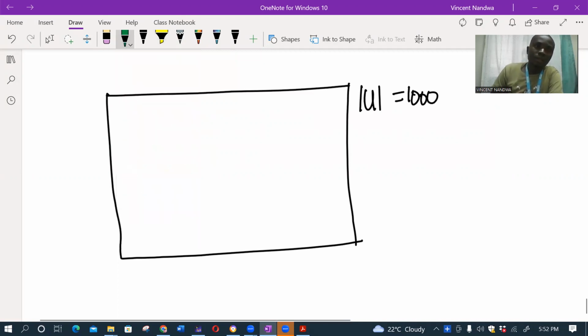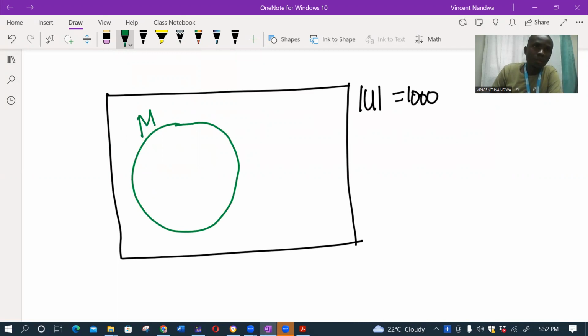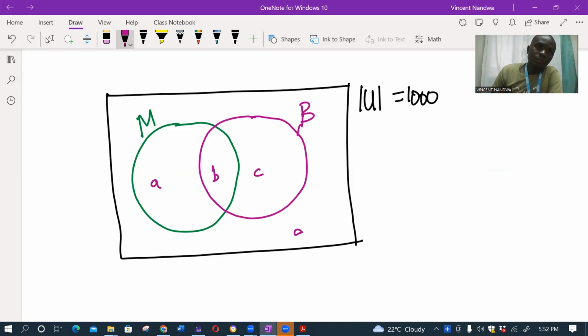Let's take this to be a set of tourists who visited Mombasa, and let's take this to be the set of tourists who had been to Busia town. So without loss of generality, I can label this as A, B, C, and D.